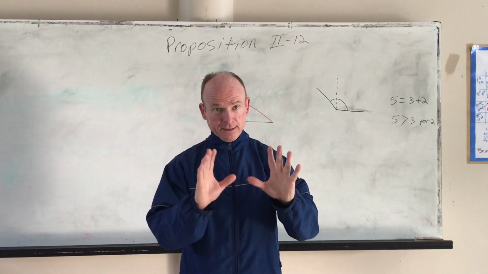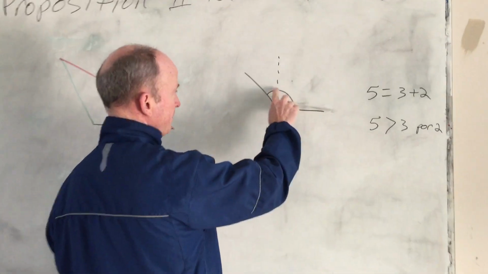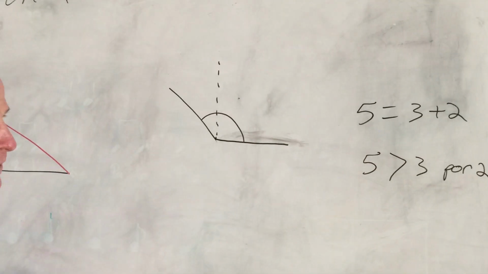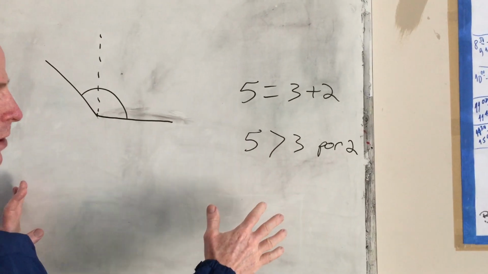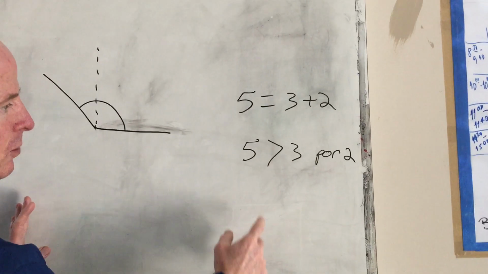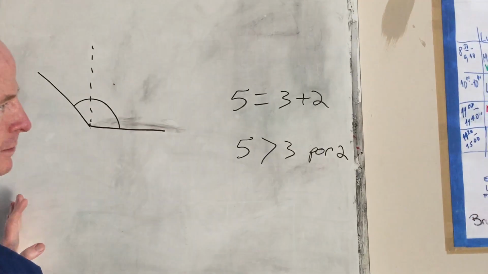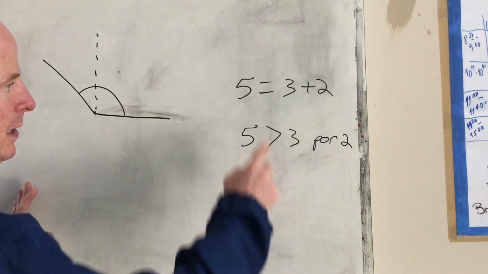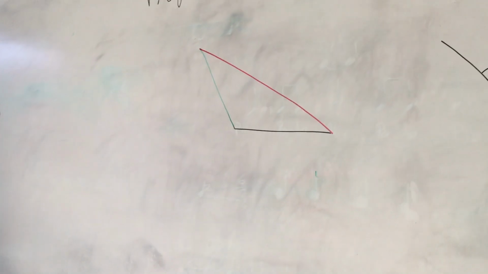I'll explain it in a bit in the concrete, but first let's get clear on a couple of things. This is an obtuse angle because it's greater than a right angle. Obtuse means greater than a right angle, as we see in the definitions. And just something for you, it was a little hard for me in doing this prop, but then I thought about it: 5 is equal to 3 plus 2, or you can say 5 is greater than 3 by 2, and 5 is greater than 2 by 3. You're just going to have to have that concept.